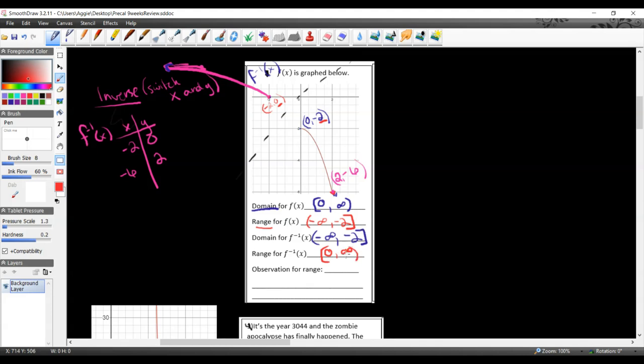Okay, like so. Now, if you notice something, there is an observation that you should be seeing here. The domain for the inverse happens to be the exact same thing as the range for the original. So you see how these two are the same, okay? And the range for the inverse happens to be the same as the domain for the original. So again, these two are the same.